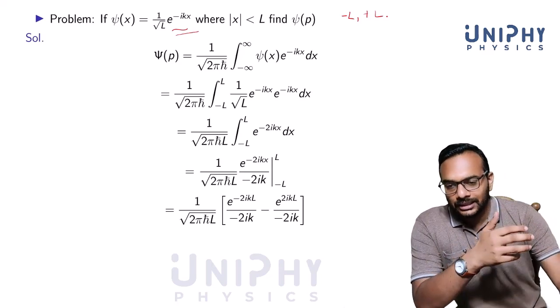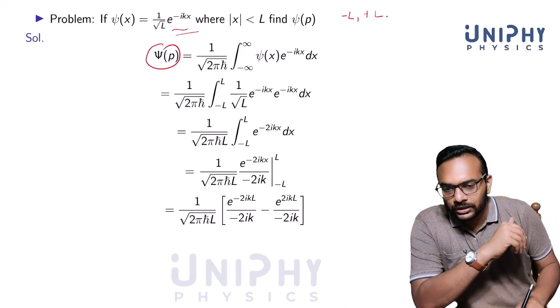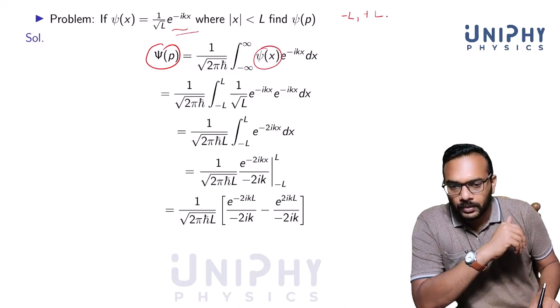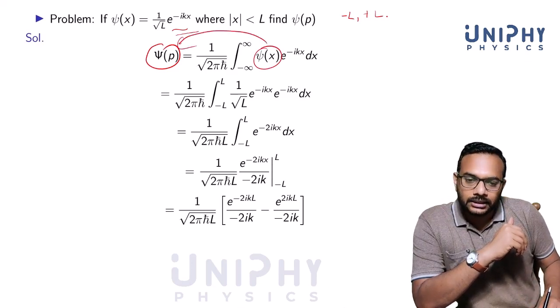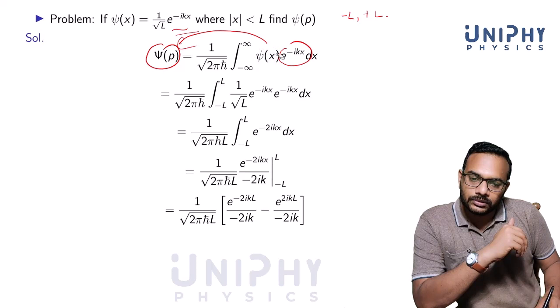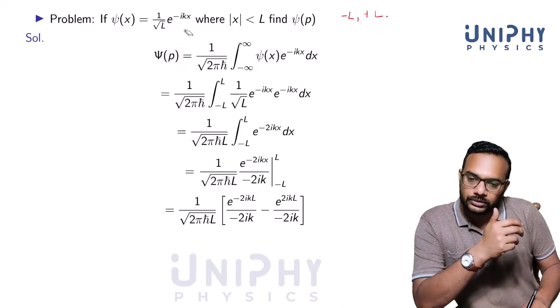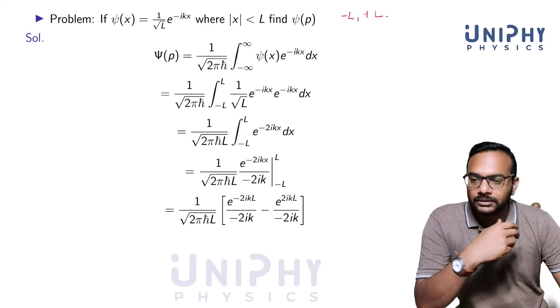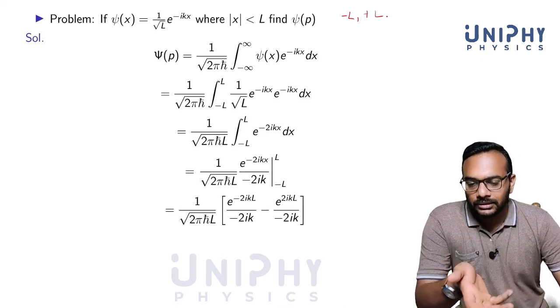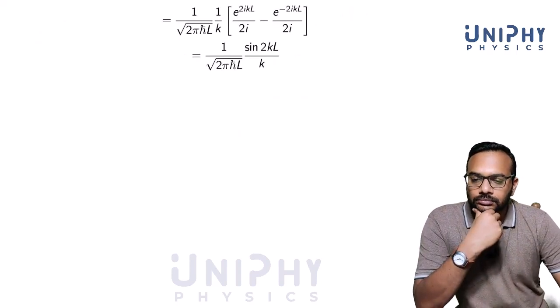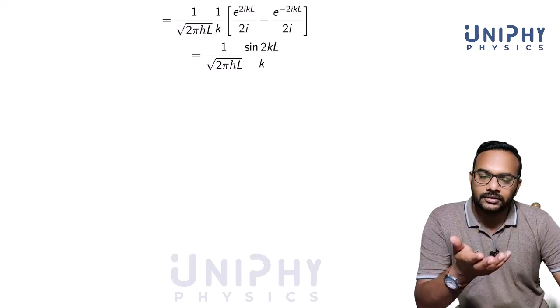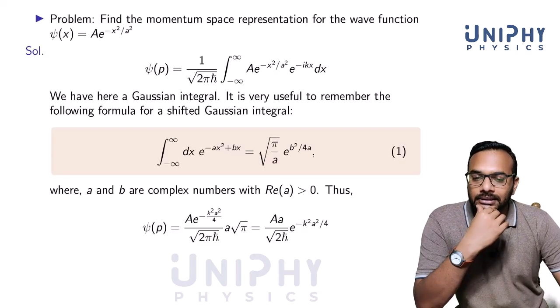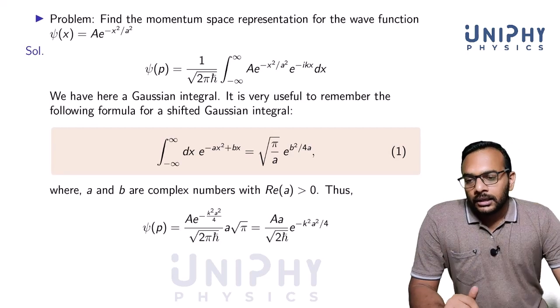The only thing I want to emphasize is that when you go from psi of x to psi of p, there is a Fourier transform. It's just a Fourier transform. So if you are careful, you can get correct answers very easily. So such questions can be asked. You can try that. That's the final answer. You can check if this is exactly the correct answer. Let's do another problem.